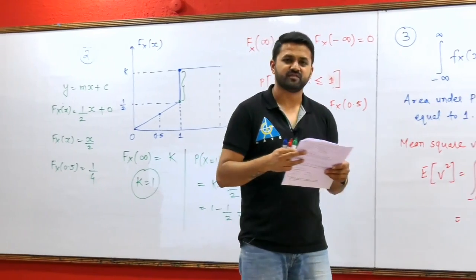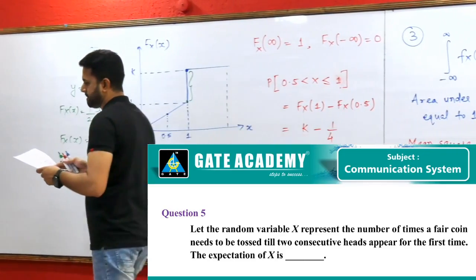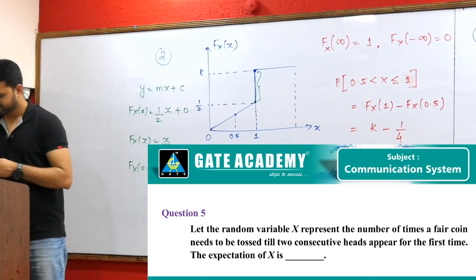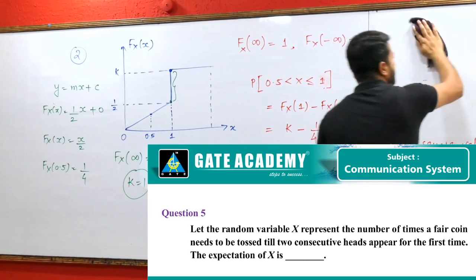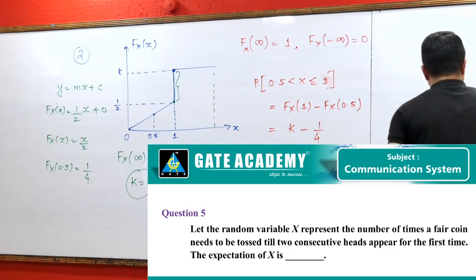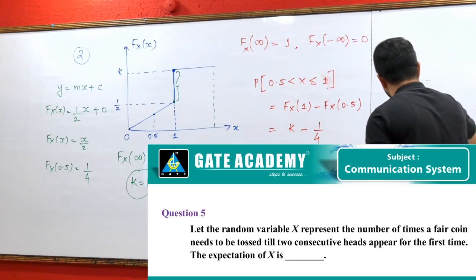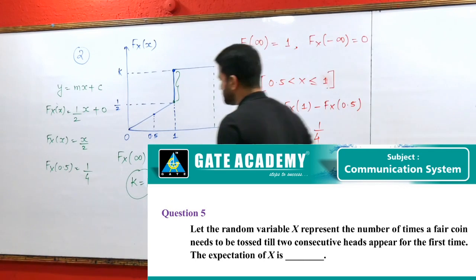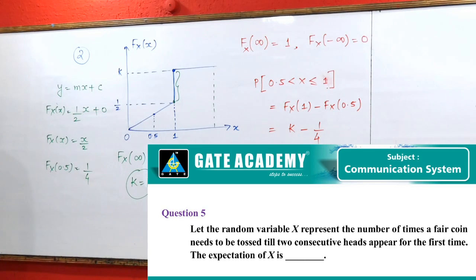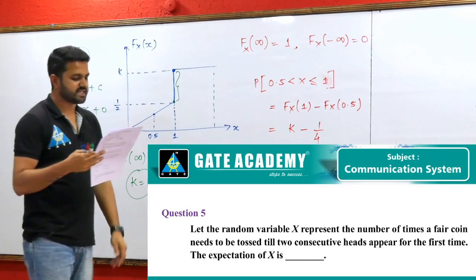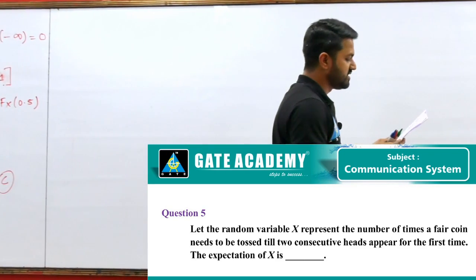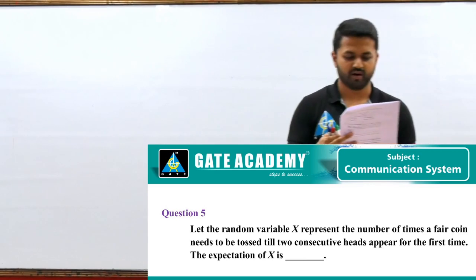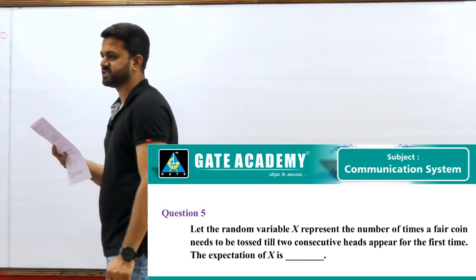So, let us solve question number 5. Question number 5 is: let the random variable x represent the number of times a fair coin needs to be tossed till 2 consecutive heads appear for the first time. The expectation of x is.